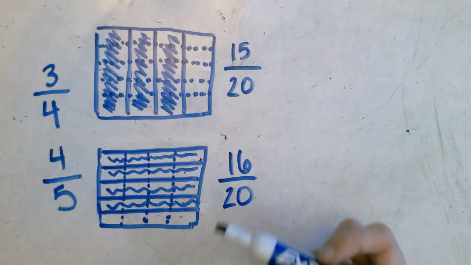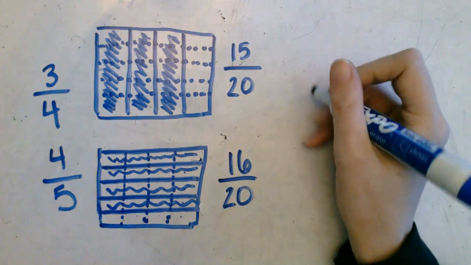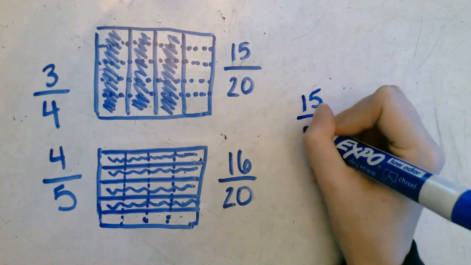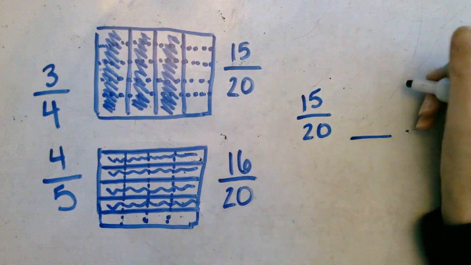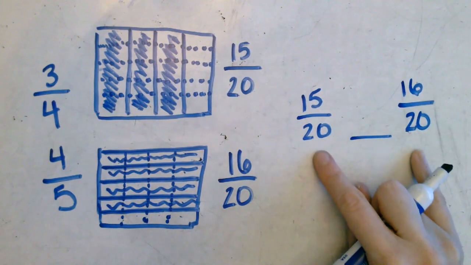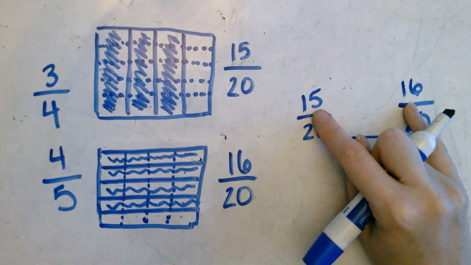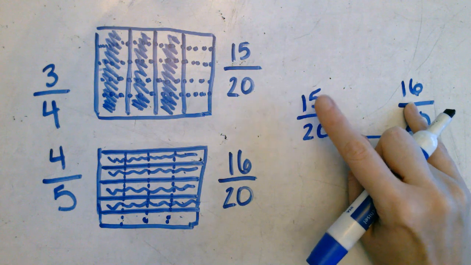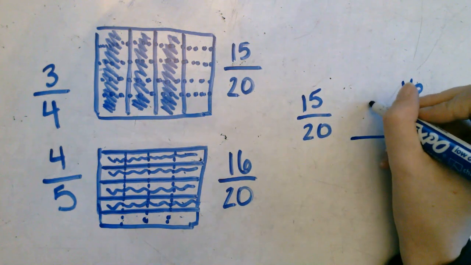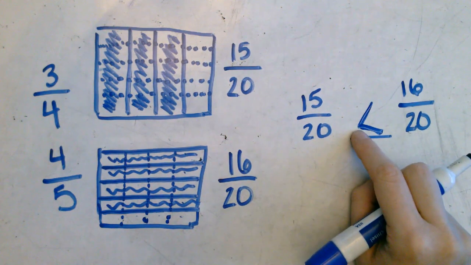Now that we have common units, we can compare our two fractions more easily. So we can compare 15/20ths compared to 16/20ths. We have common denominators, so we just need to look at the top numbers. 16 is greater than 15, so we are going to draw our less than symbol here.